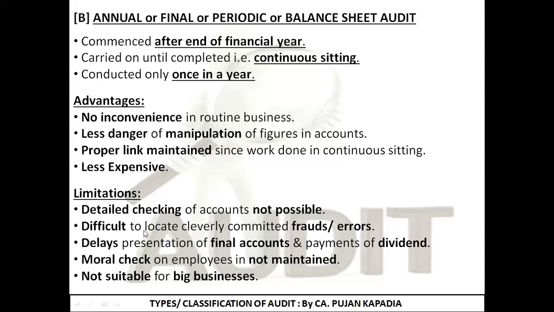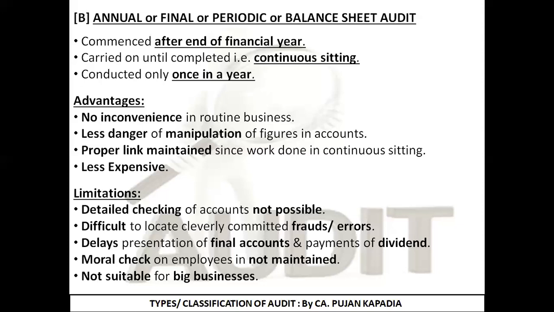Second is, it is difficult to locate cleverly committed frauds and errors. When an accountant or any employee or the management lays down any fraud which is planned in detail, which is cleverly put into the accounts, it becomes comparatively much more difficult to identify that. Because I am basically going to do my work on a test basis, on a sample basis. So I may skip certain items which I feel are not important, but there are chances that fraud may be there in that particular item only, which I have skipped. As a result, it is comparatively difficult to locate the frauds or errors which are cleverly laid down.